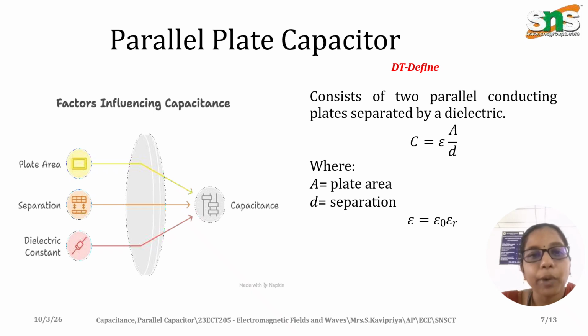Next, I am going to discuss this parallel plate capacitor. It consists of two parallel plates separated by a dielectric medium. Here the capacitance is given by C is equal to epsilon into A by D, where C is the capacitance, epsilon is the permittivity, A is the area of the plates, and D is the distance of separation between the plates. Epsilon is the permittivity, which is equal to epsilon naught into epsilon r. Epsilon naught is the permittivity of free space. Epsilon r is the relative permittivity.